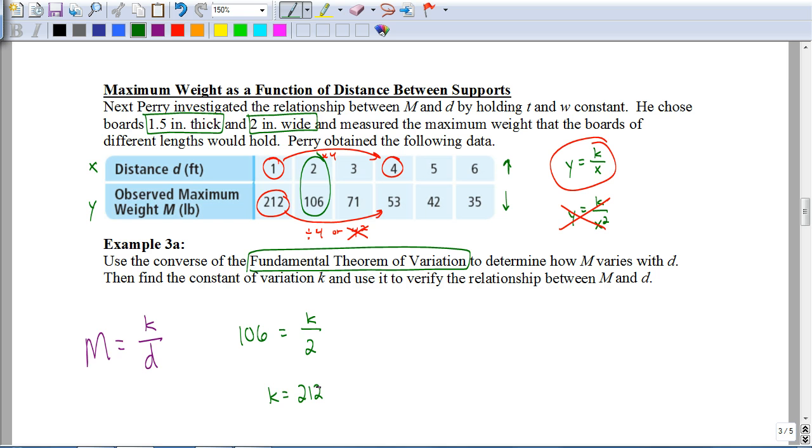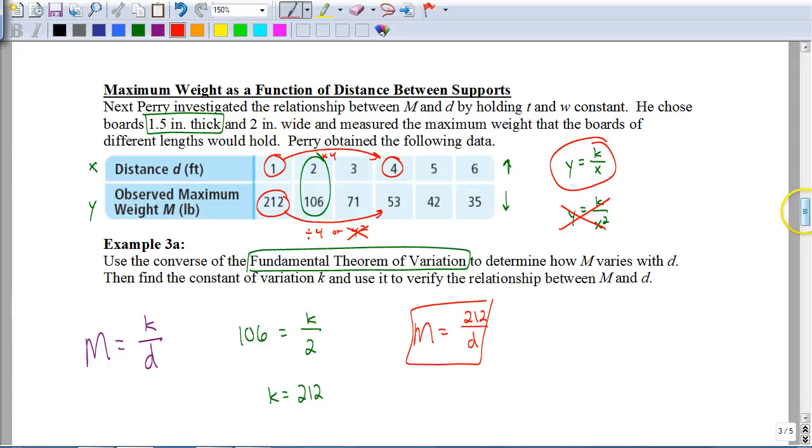And by the way, I'm just using numbers that are not 1 and 212 because sometimes in your homework assignment they don't always give us the pleasure of having one where your independent variable would be a 1. But obviously if it does, that would be the easiest one to use, so you could always use that one. Okay, so now we know that k is 212. So now I know my specific equation is going to be m equals 212 divided by d. If they ask us for the variation equation, this is the one that we would use. But as far as how these two are related, we would say the maximum weight a board can hold is inversely proportional to the distance between supports.